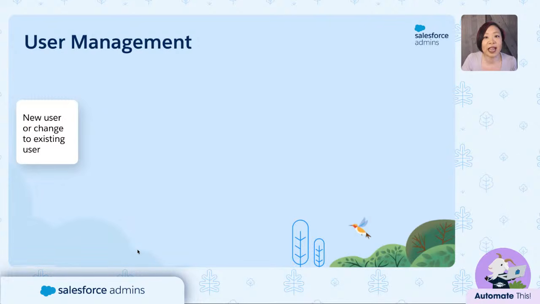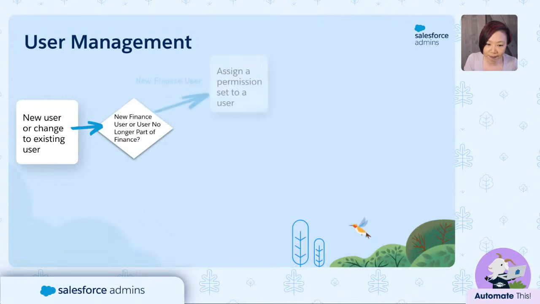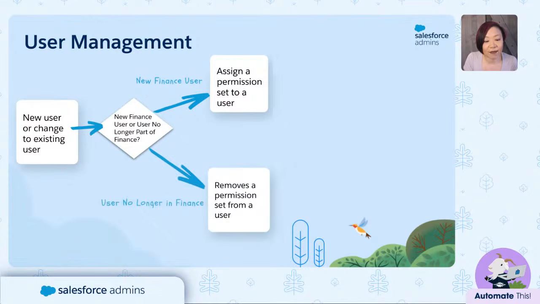So let's document that business process. So here we're going to start off with a new user or change to an existing user. We're going to determine whether it's a new finance user or the user used to be part of the finance department. Then if it's a new user, we're going to assign a permission set to that user. And if the user is no longer part of finance, we're going to remove the permission set from the user.